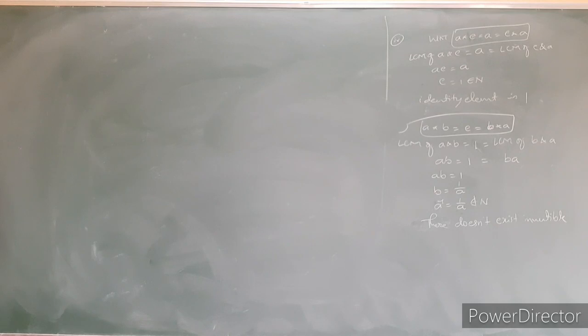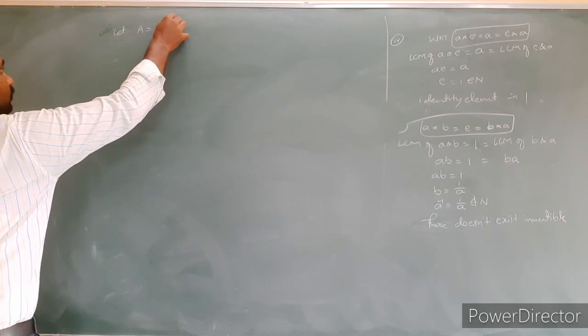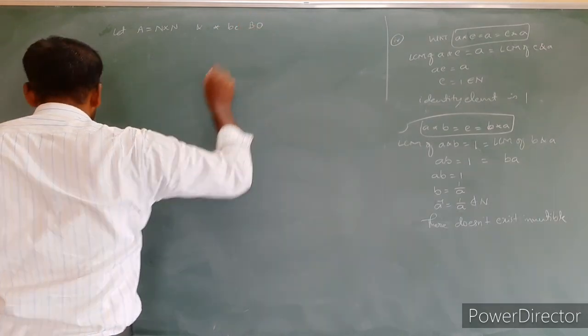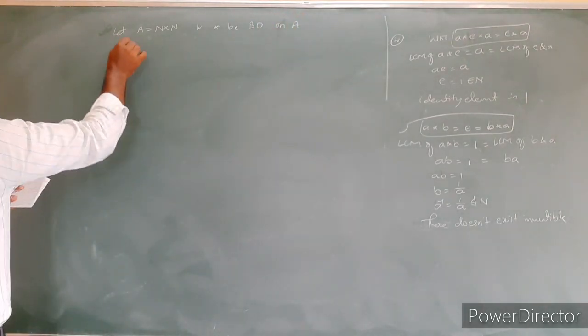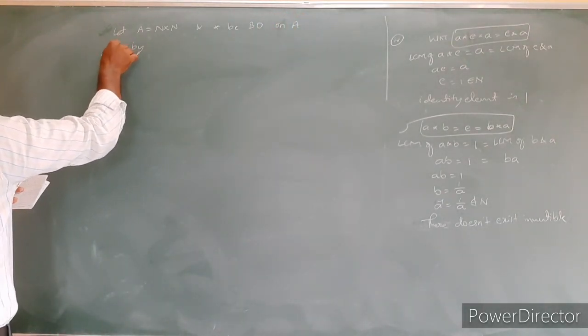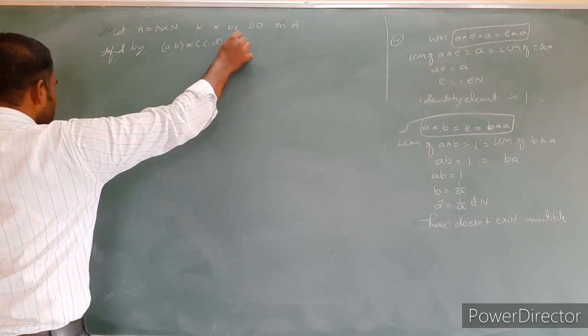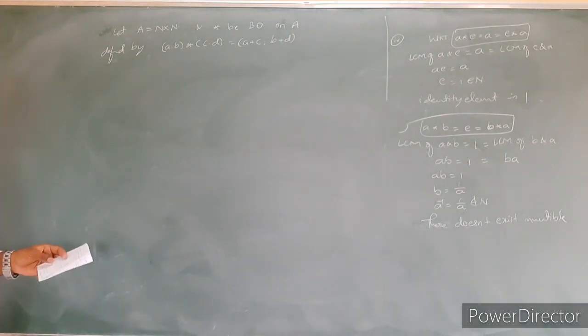Clearly understand. Let A be equal to N cross N, and star be the binary operation on the set A, defined by (A, B) star (C, D) is equal to (A plus C, B plus D).